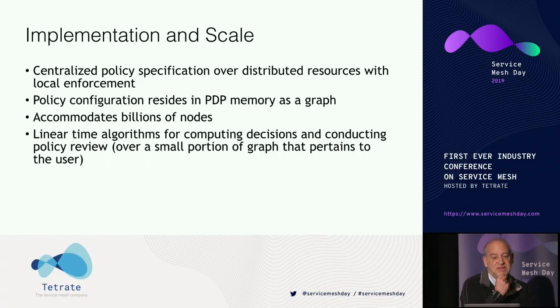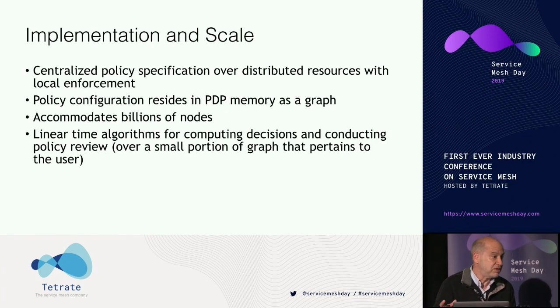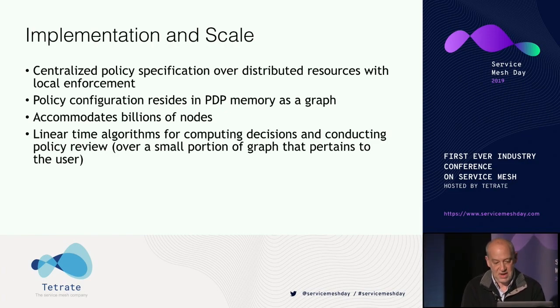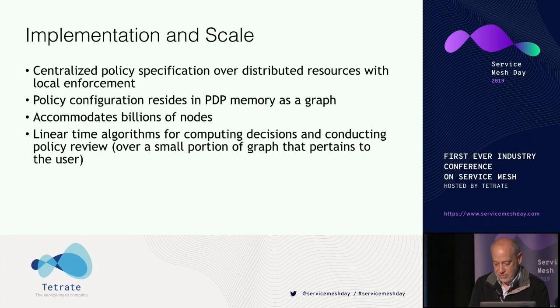So from an implementation and scale perspective, we have centralized policy specification over distributed resources with local enforcement. The policy configuration resides in PDP memory as a graph, and that graph can be huge. It can contain billions of objects. We also have linear time algorithms for computing not only decisions, but also reviewing the resources that you have access to. And when you do a review, it's important to note that even though there could be billions of nodes, the only nodes that are relevant pertain to a particular user, and they represent a relatively small part of the actual graph in memory. So it's very efficient.